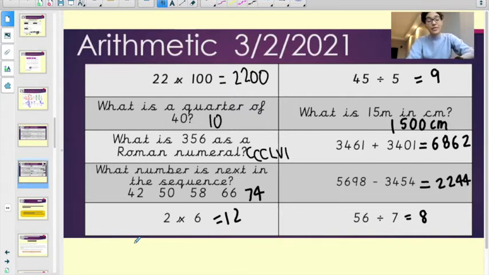5,698 take away 3,454 equals 2,244. 56 divided by 7 equals 8.